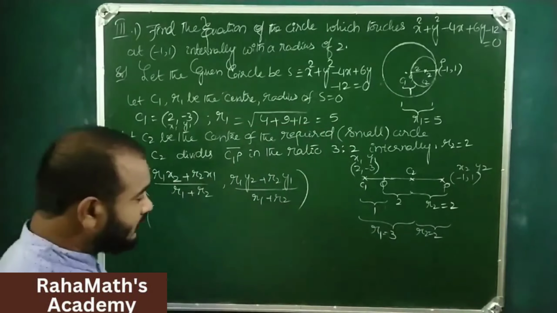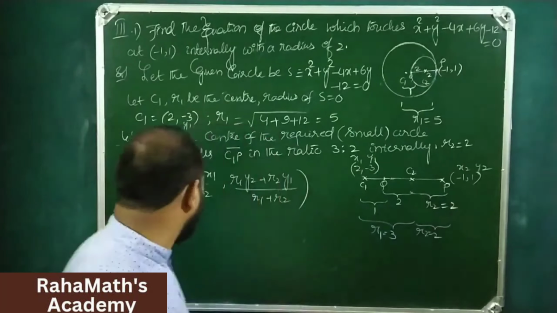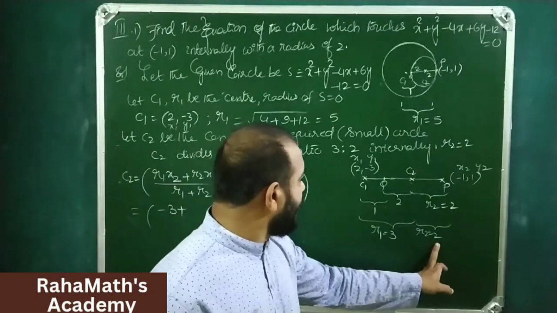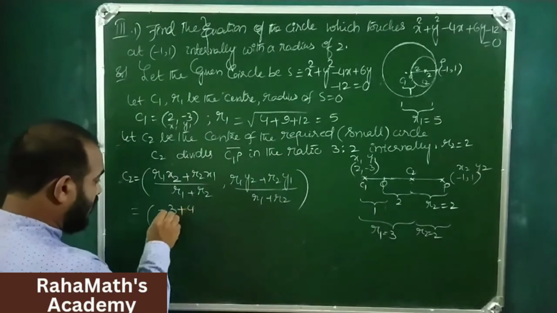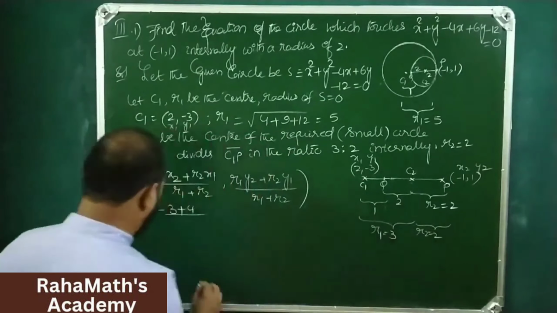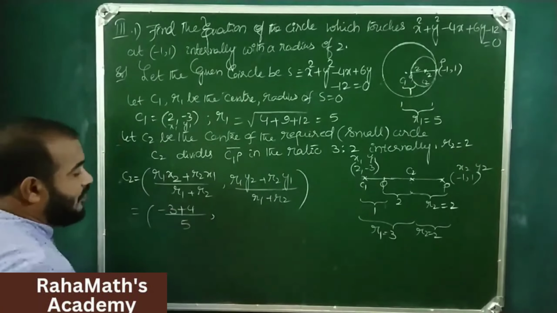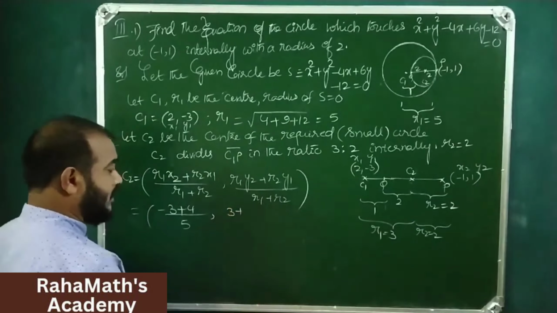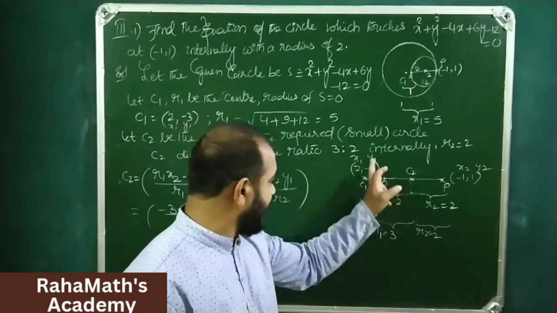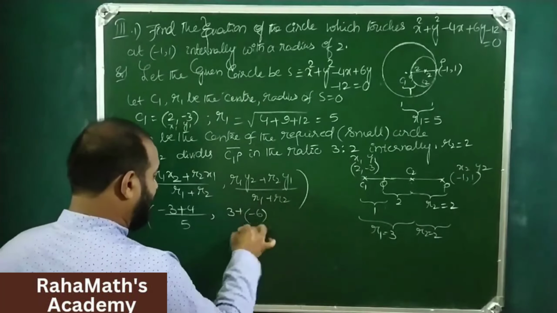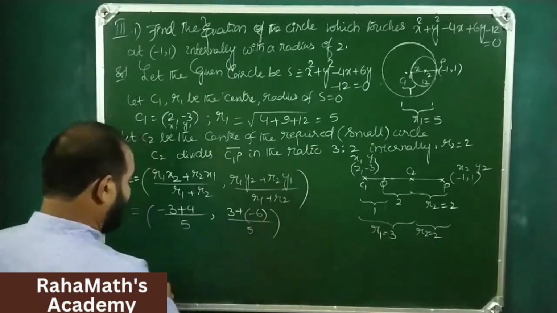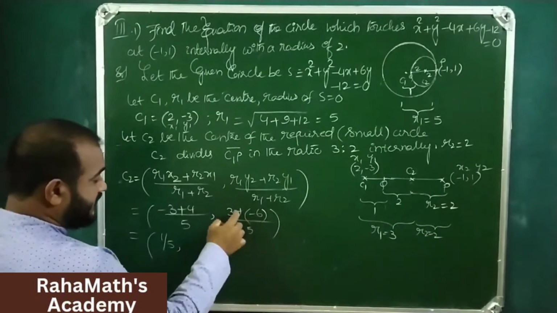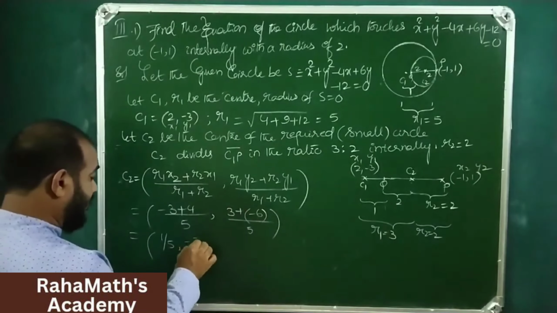Now substitute. R1 X2, 3 into minus 1, minus 3, plus R2 X1, 2 into 2, 4, by R1 plus R2, 3 plus 2, 5. Next, R1 Y2, 3 into 1, 3, plus R2 Y1, 2 into minus 3, minus 6, by R1 plus R2, which is 5. So this is 4 minus 3, this is 1 by 5 comma minus 6 plus 3, which is minus 3 by 5.